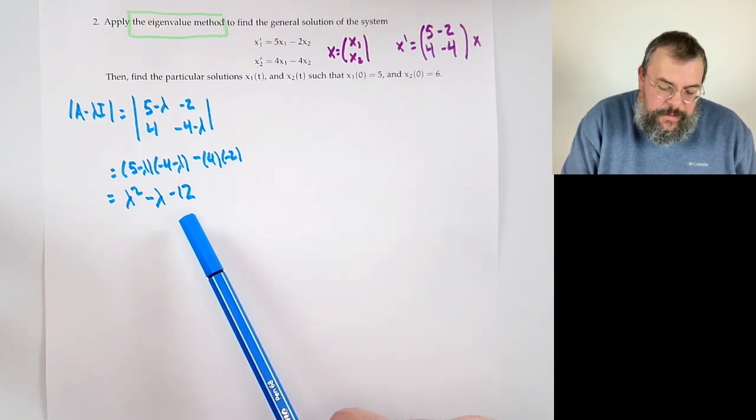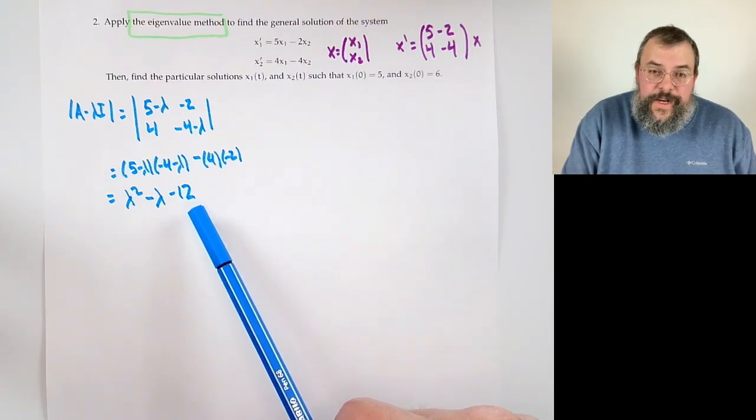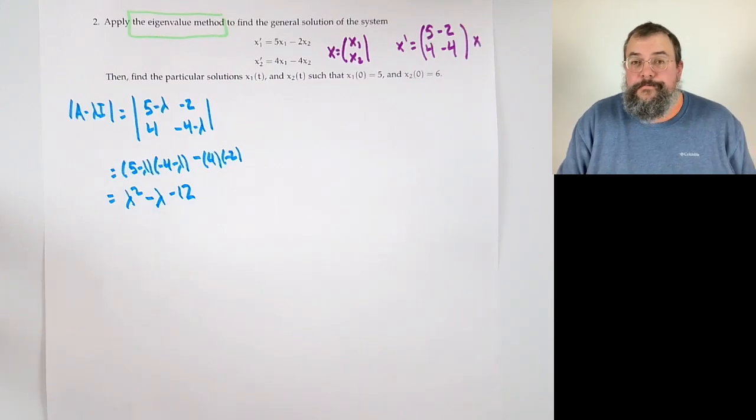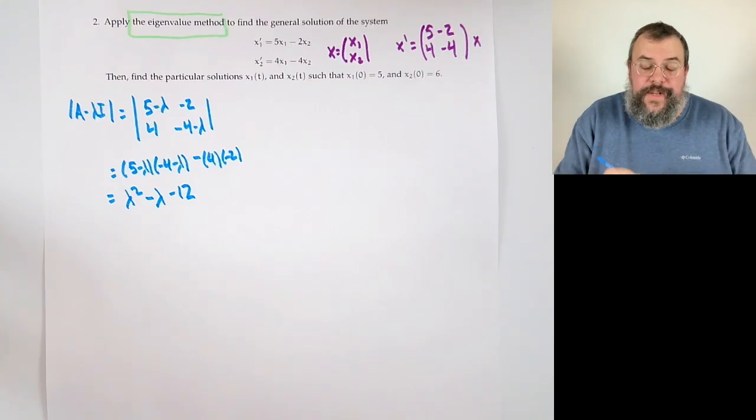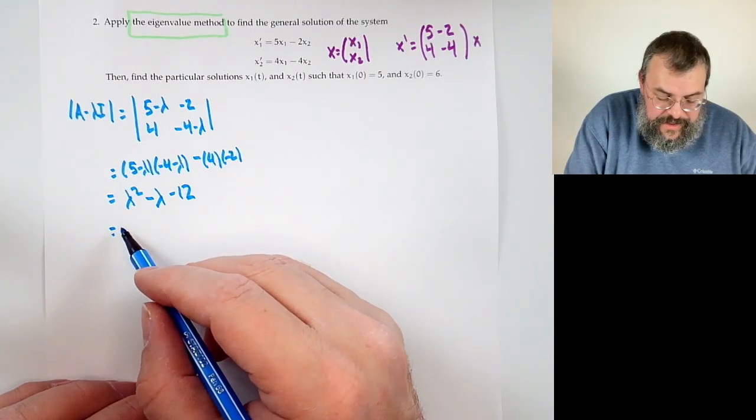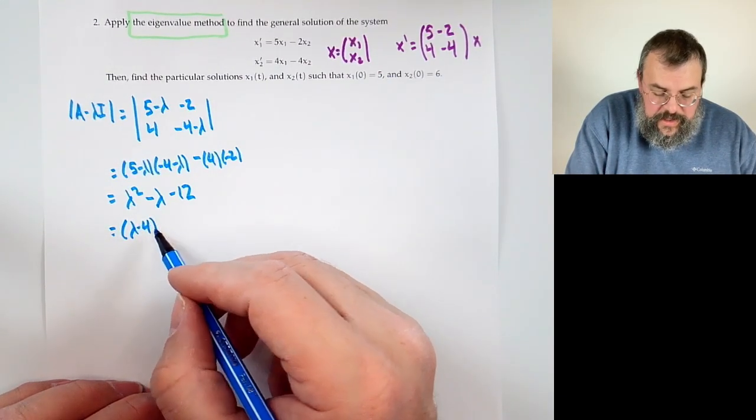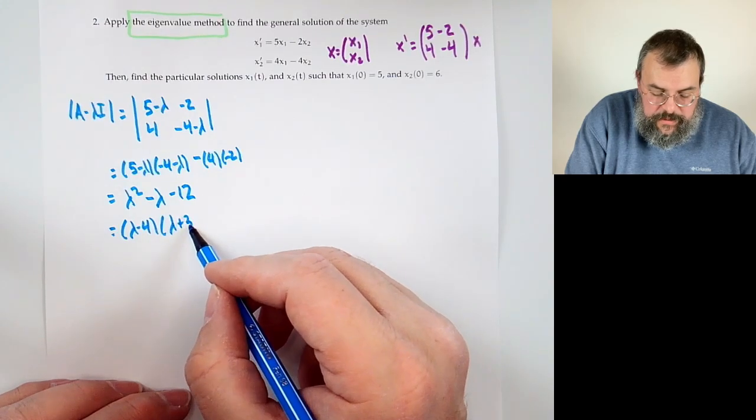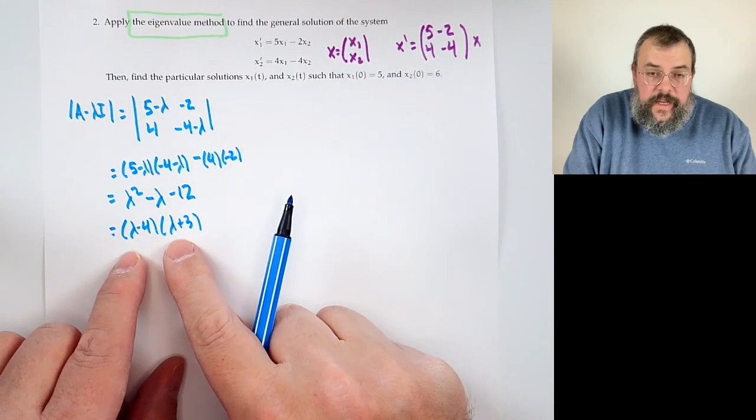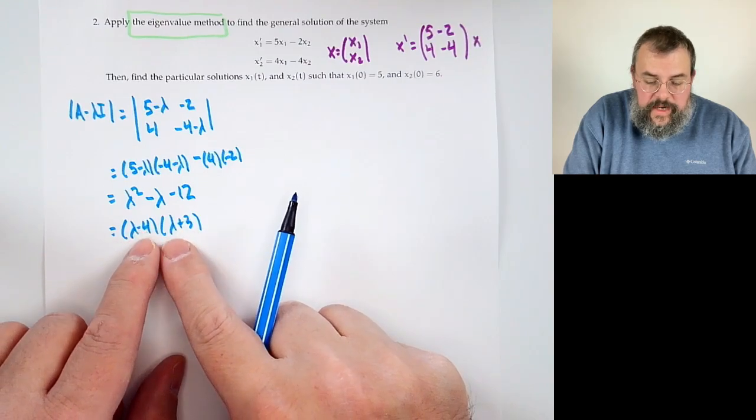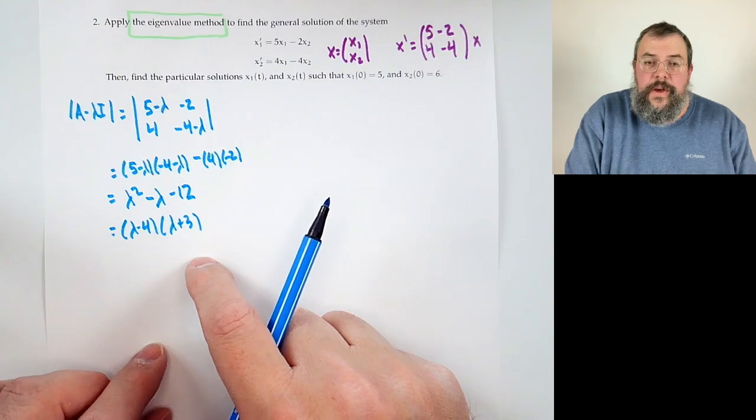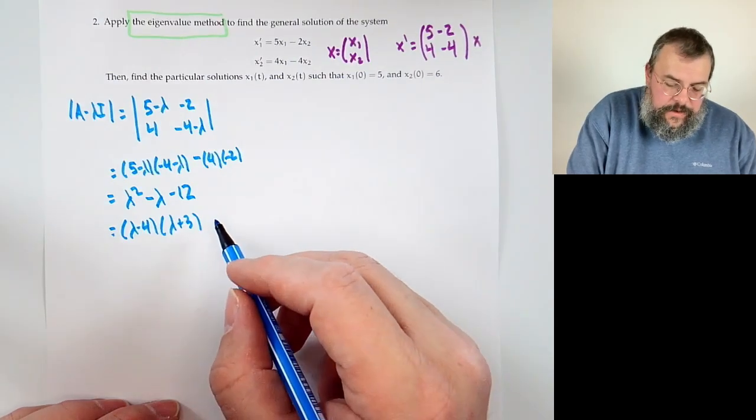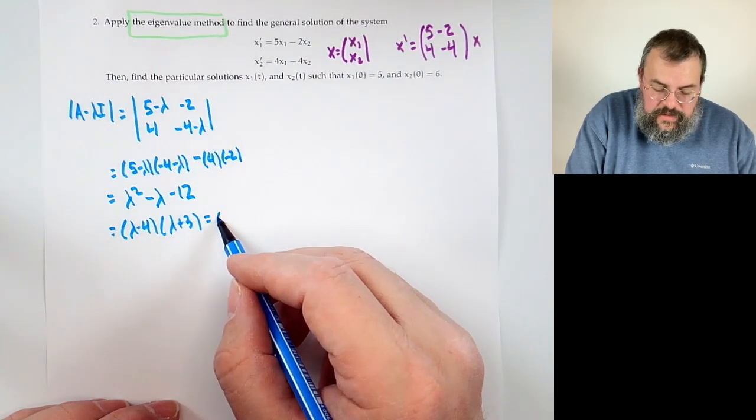Because can we think of two numbers that multiply to give negative 12, but add to give negative 1? Yeah. Negative 4, positive 3. So (lambda minus 4)(lambda plus 3). So we should always check, right? Lambda squared, that's no surprise. 3 lambda minus 4 lambda, minus lambda, good job. And minus 12. All right, and remember, we're setting our determinant equal to 0.